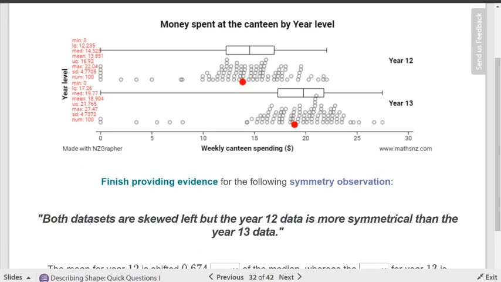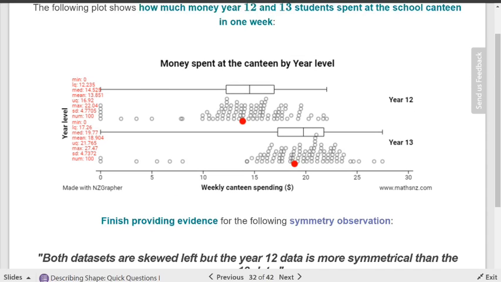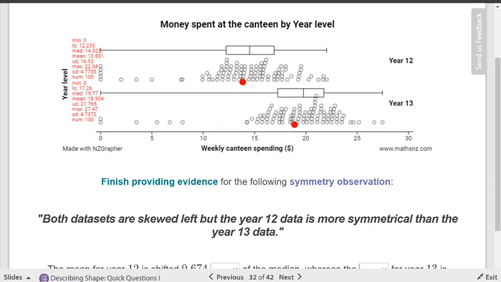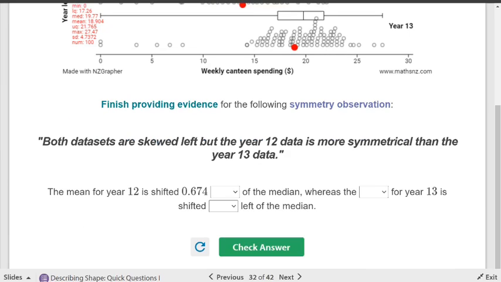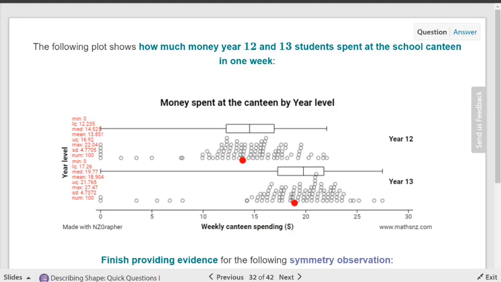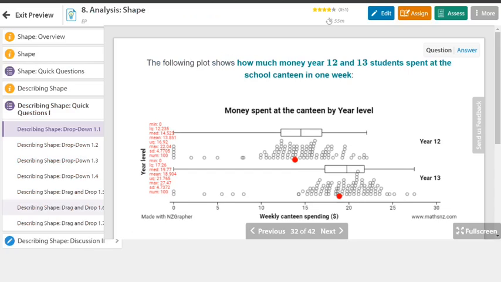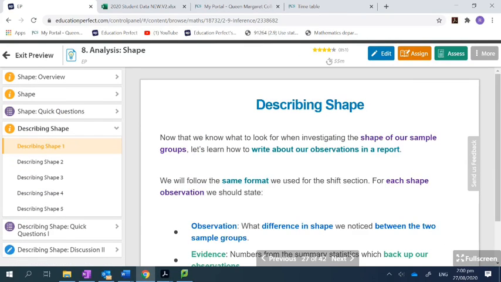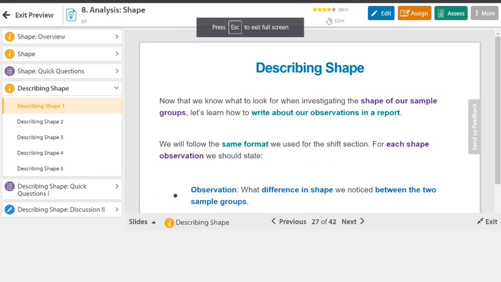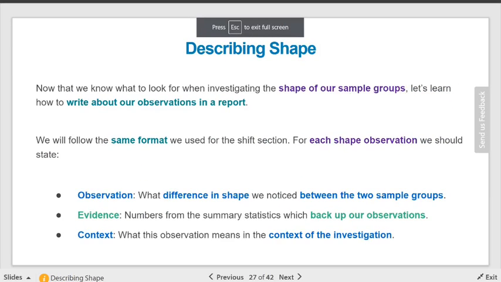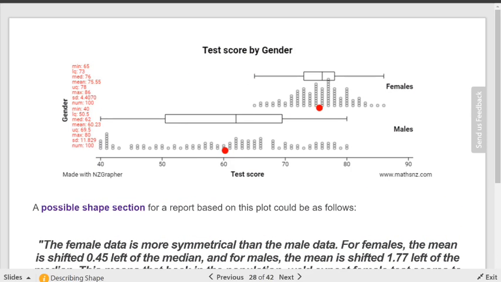Both data sets are skewed to the left, but the year 12 data is more symmetrical than the year 13. Do you agree? That one's more symmetrical. This one has a lot more stuff all over the place. I don't know. That one just bugs me about these 5 dots over there. Okay? All right. But you're going to be working on several of those, and it'll give you a chance to look at what they say, and as long as you support it with numbers, you're in good shape. Okay.